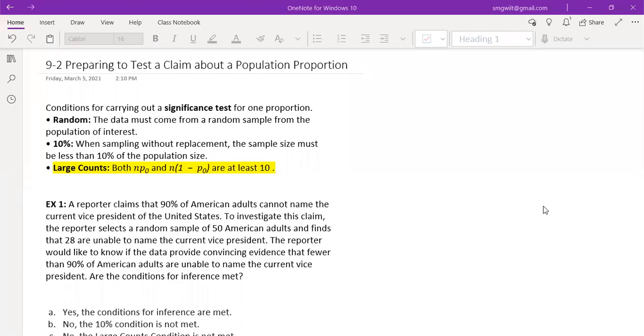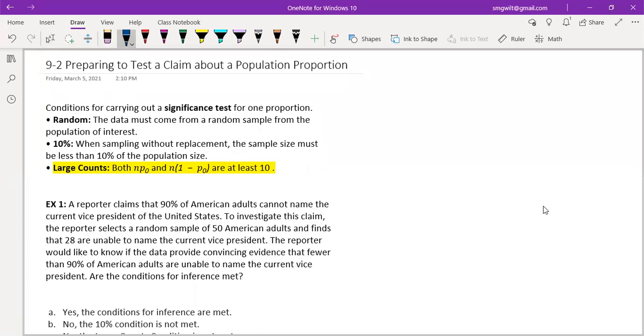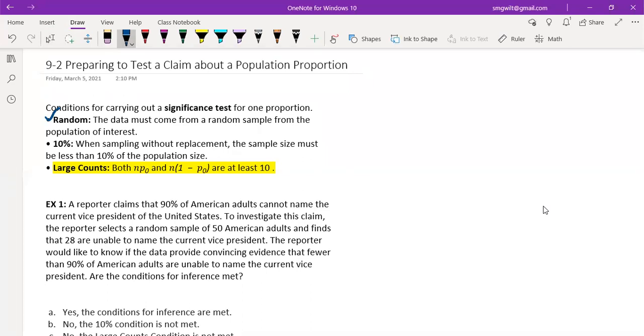This video is going to go over Chapter 9, Section 2, preparing to test a claim about a population proportion. So in this lesson, we're checking the conditions for carrying out a significance test, which were the same conditions as we had from the previous unit. Those three conditions are that the sample is collected randomly, that the sample represents 10% of the population only when sampling without replacement from a finite population, and then also that it meets the large counts condition.